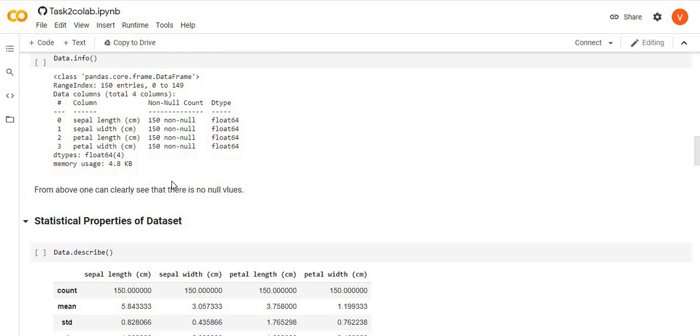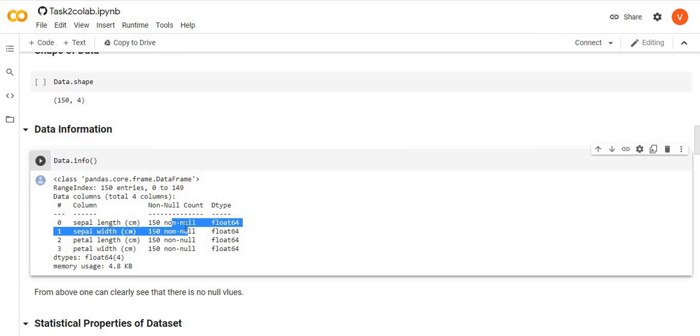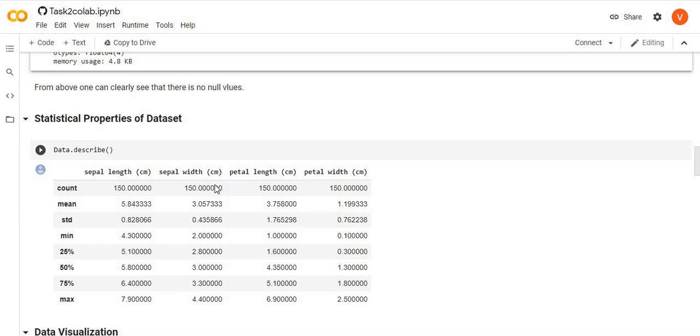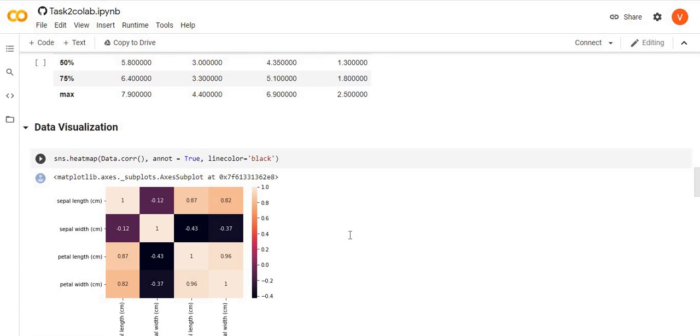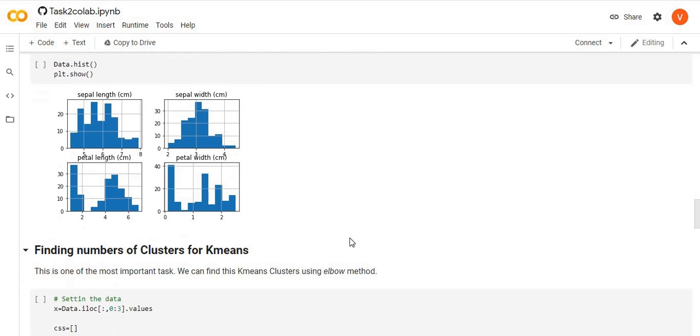This is information about data properties. We can clearly see that there is no null value in this data. It means that the data set is already cleaned. These are some statistical properties of the data set which we are not going to use because we directly took the pre-built k-means cluster algorithm. If someone wants to build a k-means cluster algorithm, then they can use these properties. These are some data visualizations. Here one can clearly see that there is Gaussian distribution of sepal width.